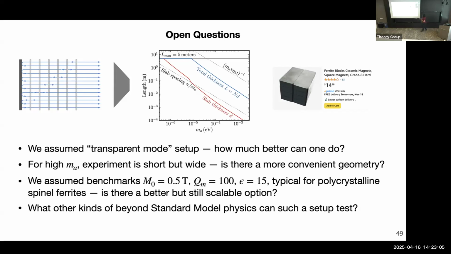And the other thing is that this looks for all kinds of anomalous spin torques on electrons. And so you could ask, what kinds of other beyond standard model physics can such a setup test? I think it can be very good for probing things such as, say, dilatons or Cosmon fields, which is a topic for another day.